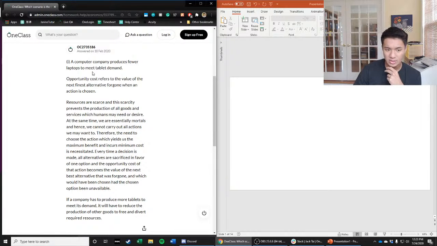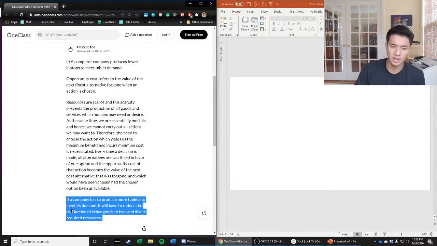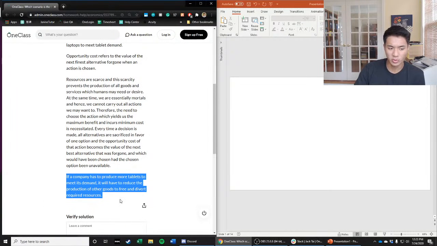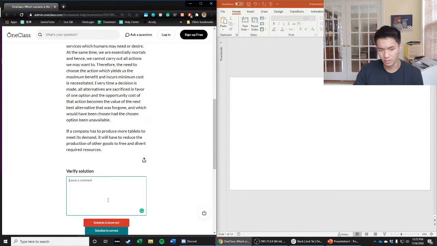Every time a decision is made, all alternatives are sacrificed in favor of one option, and the opportunity cost of that action becomes the value of the next best alternative that was foregone and which would have been chosen had the chosen option been unavailable. If a company has to produce more tablets to meet its demand, it will have to reduce the production of other goods to free and divert required resources. And I think this last line really sums it up very well about this trade-off that they're going to be facing. So good answer. And we're going to mark that as correct.